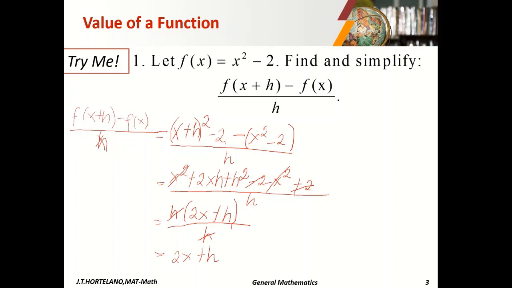Okay? So therefore, f of x plus h minus f of x all over h, where f of x is equal to x squared minus 2, is 2x plus h. So this is our final answer. Okay?